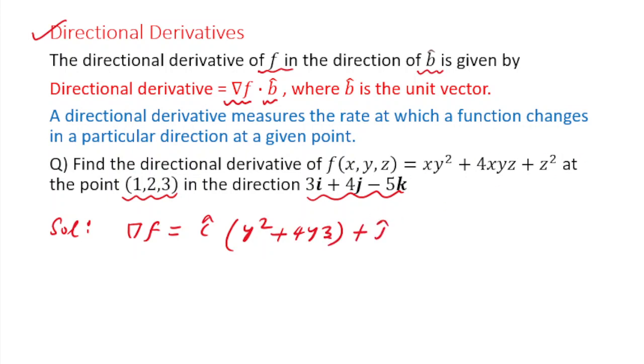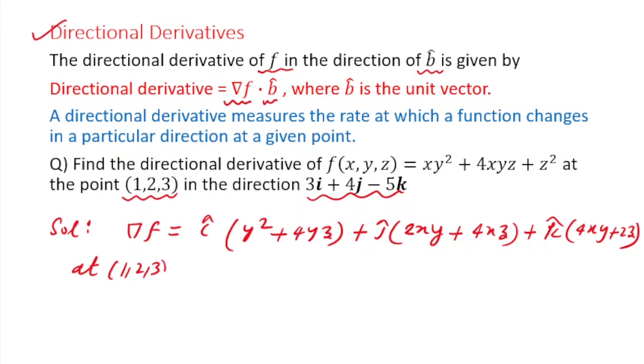Then I take j cap del by del y of this, so I will get 2xy plus 4xz, and then I close it, and then I take k cap, and with respect to z I will get 4xy from the second term and 2z from the third term. So this is what I am getting, but we have to find the directional derivative of this function at this point. So first let us calculate at the point (1, 2, 3).